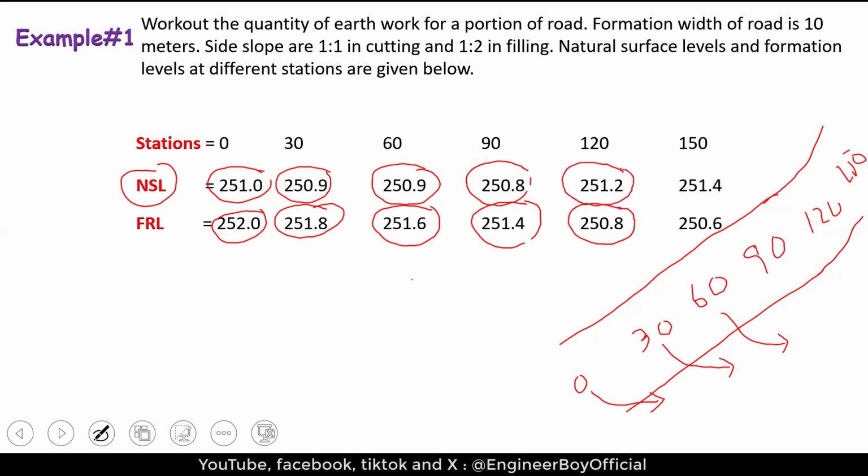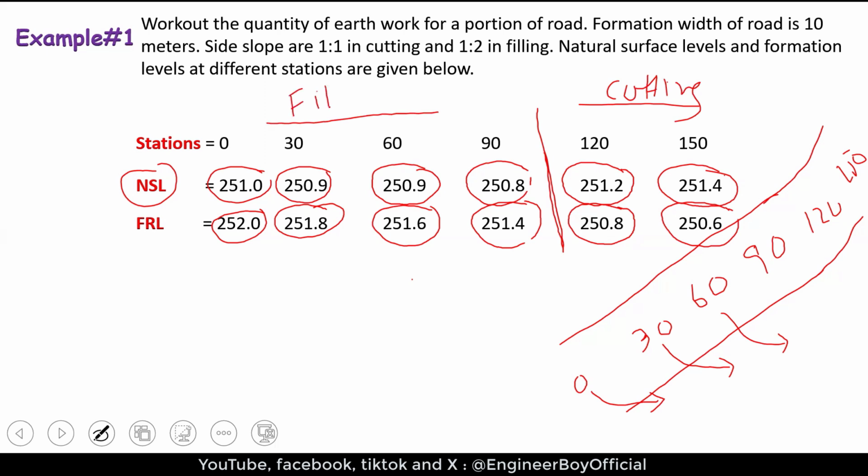It means there should be cutting, right? And again, at station 150, the formation level is less than the NSL. It means cutting again. So the cutting will start somewhere from the middle of station 90 and station 120. So on this side we have cutting, and on this side we have filling. So in the same example, we are facing cutting and filling at the same time, okay?